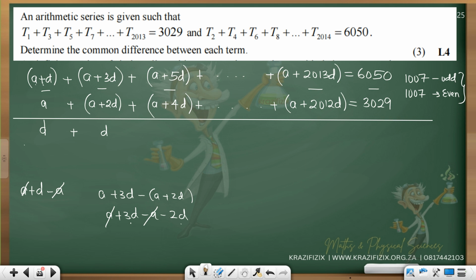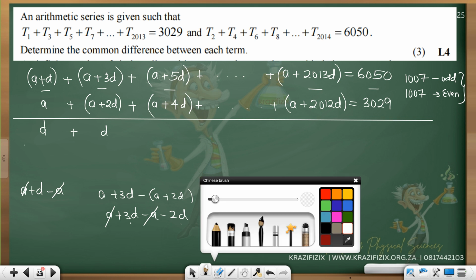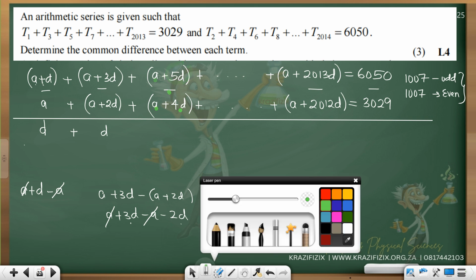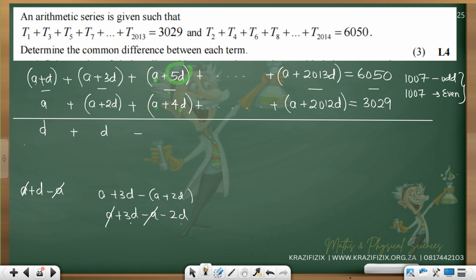Did that make sense? It's becoming very interesting, right? What do you notice? Do you notice the third one will also give me d? Why? It is 5d minus 4d, because a minus a would give me 0. Interesting. So already we have a pattern. It means the d's are going to continue. Even the last one is giving me a d. A minus a, 2013 minus, oh, beautiful.